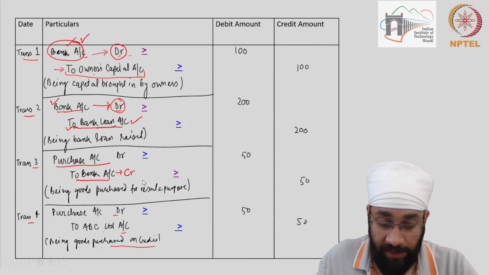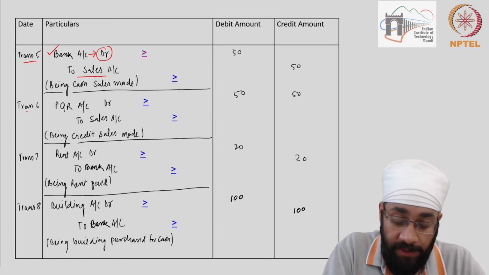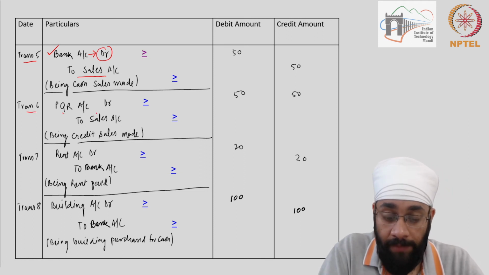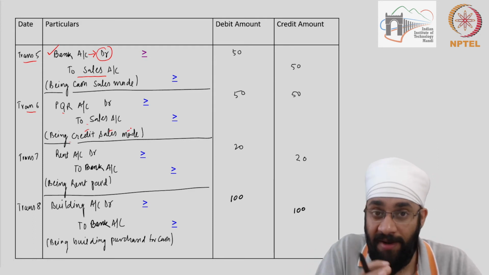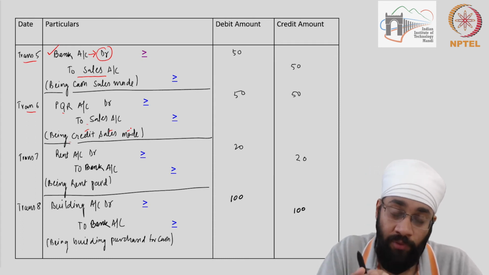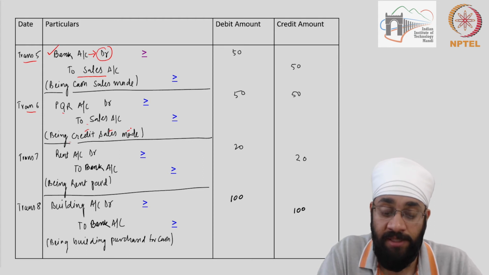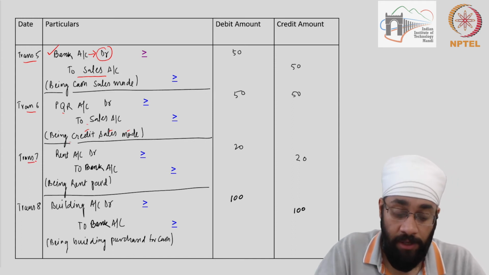Let us go back. Now let us look at next transaction. Transaction 6, PQR debit to sales. There is credit sale which is happening. Notice that there is credit sale, no cash is being received, no bank balance is being increased here. So we have to ignore this transaction as far as the bank account is concerned.